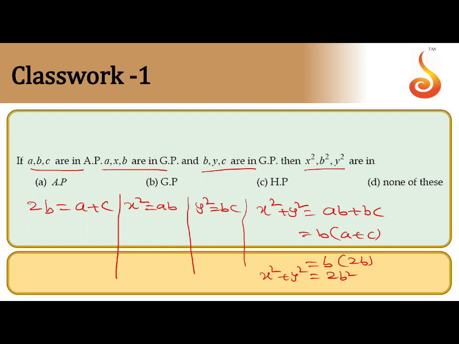So what you can say from here? x square, b square, y square are in AP. So the condition is in the form of x square plus y square equal to 2b square. Here 2b equal to a plus c, you call as a, b, c in AP. So x square plus y square equal to 2b square, you call as x square, b square, y square are in AP. So A is the correct answer.